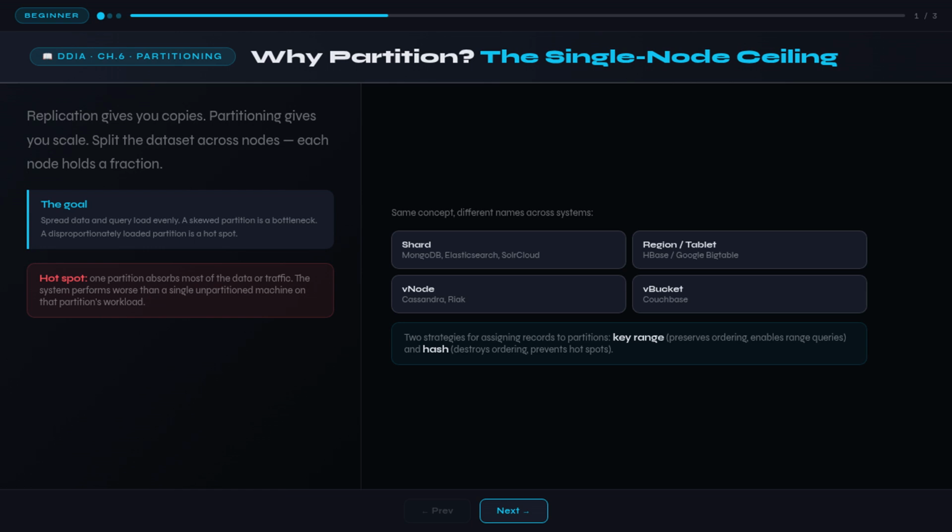Partitioning is almost always combined with replication. Each partition is assigned to a primary node, but copies of each partition also live on other nodes as replicas. So a 6-node cluster might have 3 partitions, each partition with a primary on one node and replicas on the other 2. The two concerns are independent: replication governs durability and availability, partitioning governs where data lives.